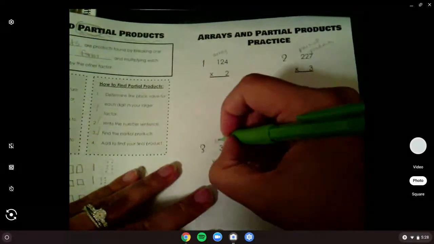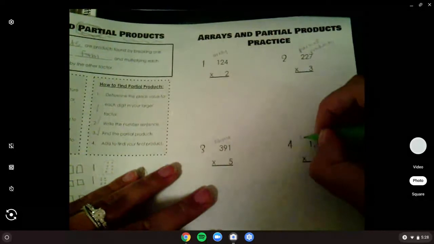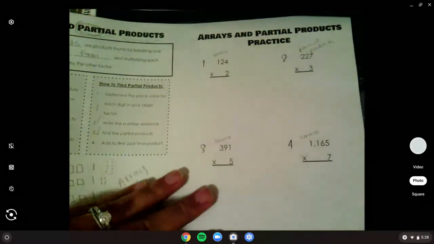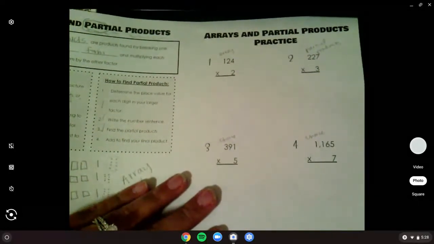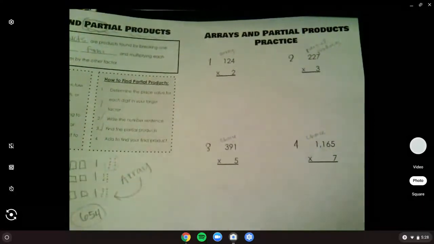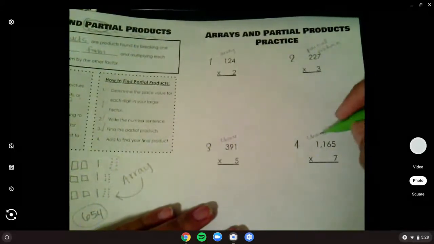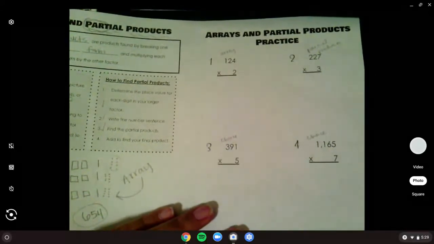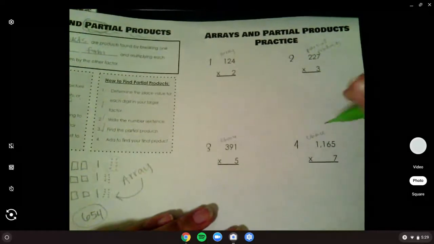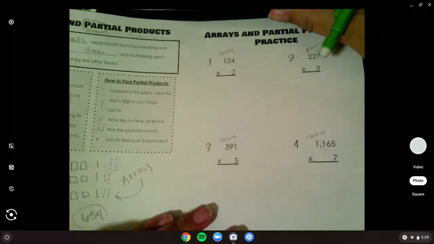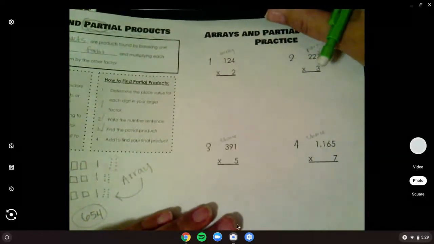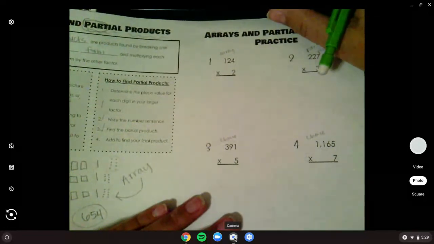For 3 and 4, you get a choice, whichever one of you think you like best. And if you don't know, split them up again. Okay? Split them up and try one more partial product and one more array. I would do this one as a partial product, though. That's just me. All right? So you go ahead and pause the video while you work on that, and unpause the video when you're ready to correct.